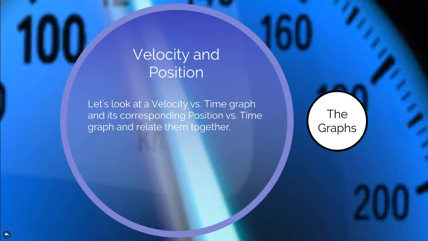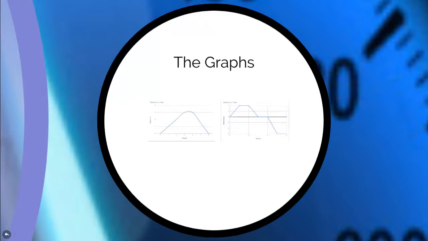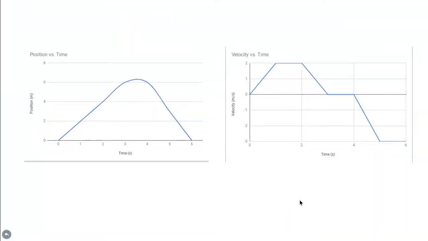Then if we look at velocity and position graphs together, we can see how they relate to each other. So this would be a position versus time graph, and this is velocity versus time. This has more rounded edges this time because in real life we don't just stop and go super quickly. It's kind of a more smooth transition.